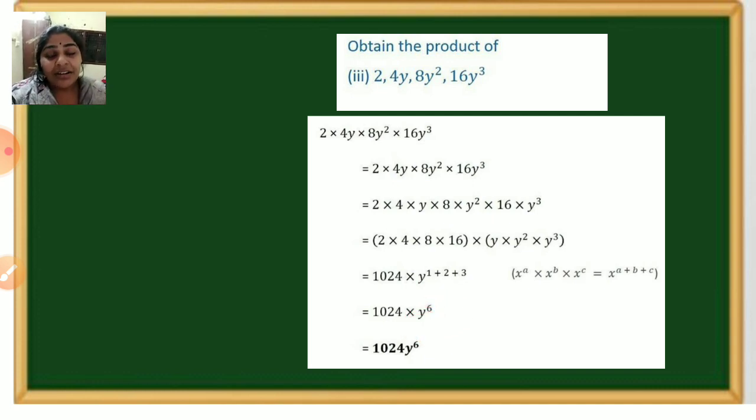I hope this is clear. So if n number of monomials are there, the procedure will be same, children. Bring all together, rearrange all the terms, bring together all the coefficients, bring together all the variables, and multiply it. That will be easy for you to solve.